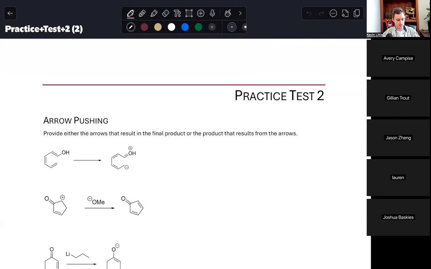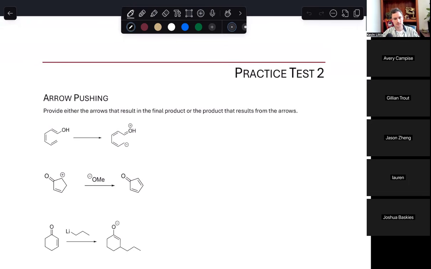We are going through the practice test 2 for Organic 1 today. I'm Dr. Little at Florida State University. And so we're mostly going to be covering arrow pushing, resonance, and nucleophile, electrophile stuff, along with some acid base stuff. So we're going to start with arrow pushing.